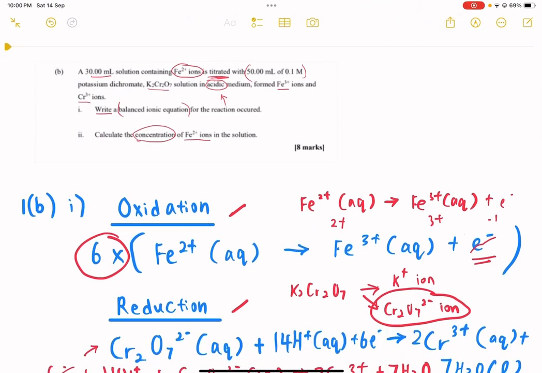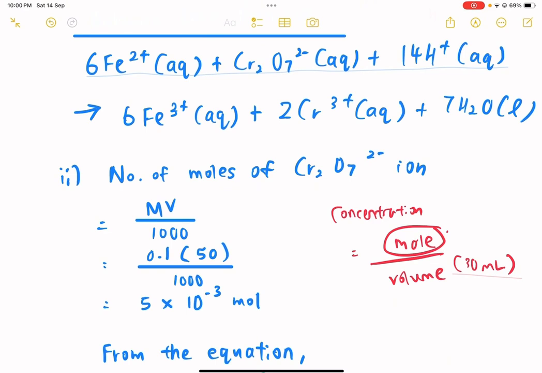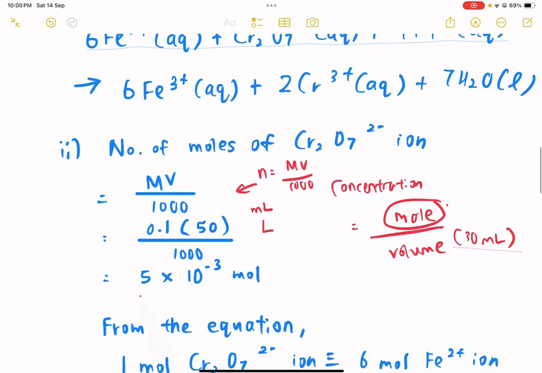Okay, because it is already stated in the question for its concentration and also the volume. So we just simply find the number of moles of Cr2O7 2- ion by applying n equals MV over 1000, and it is like this. M equals 0.1, volume is 50 divided by 1000. Why we divide by 1000 is because we want to make it into liter, because it is initially mL, becomes liter. Only then we can divide. And after the calculation, it will become 5 times 10 to the power negative 3 mole.